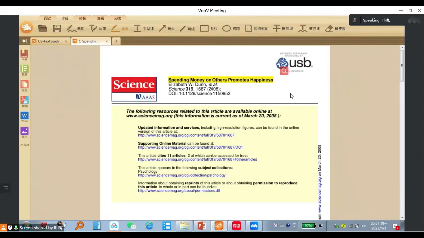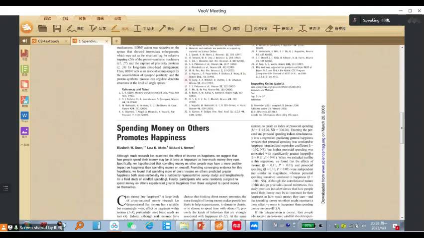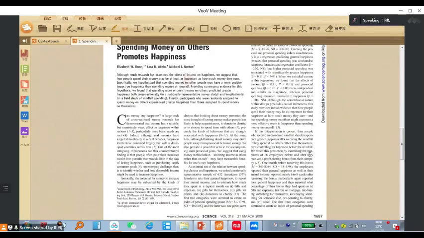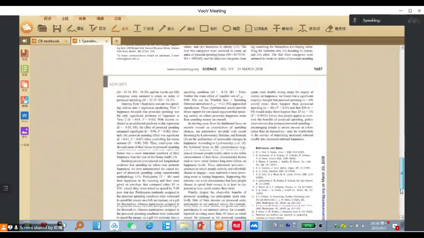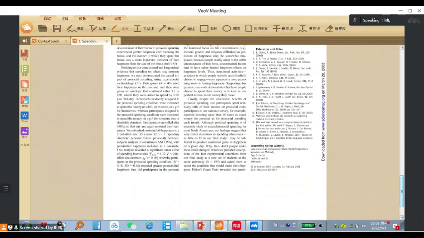This article was published in Science, the very top academic journal. Spending money on others promotes happiness. This is the title. The whole article is very short, but there are many supporting materials. We can search on the website, especially their data, methods, materials and methods, and references.